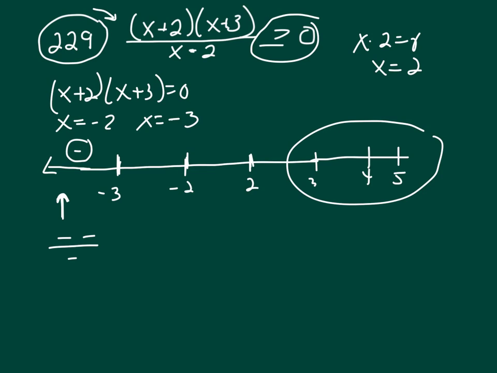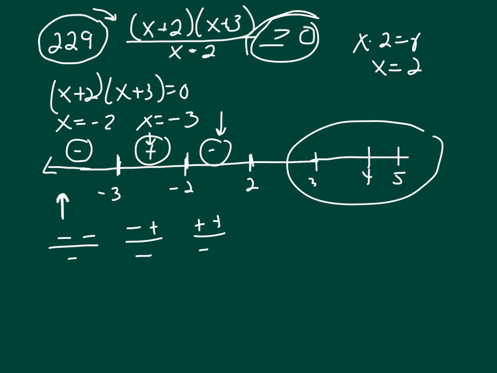Okay, now let's take -2.5. -2.5 plus 2 is negative, -2.5 plus 3 is positive, -2.5 minus 2 would be negative, and that's going to give you a positive number. Now let's take 0 and plug it in. That's going to give you a positive, positive, negative, so a negative.